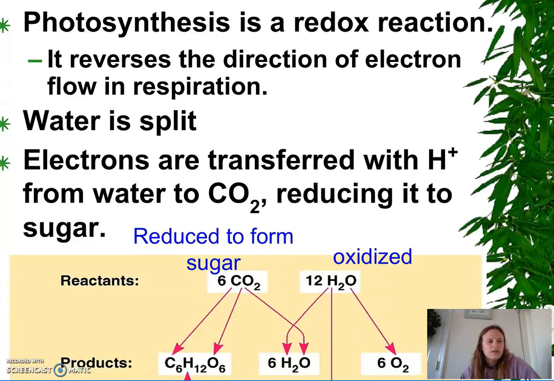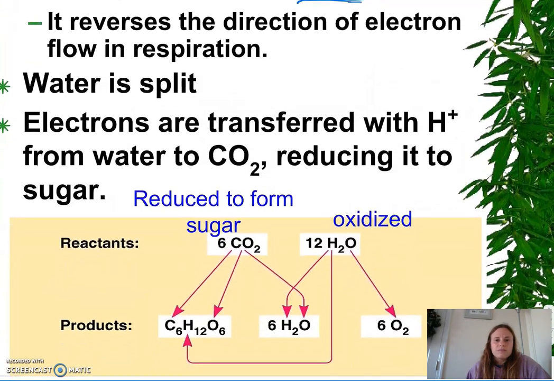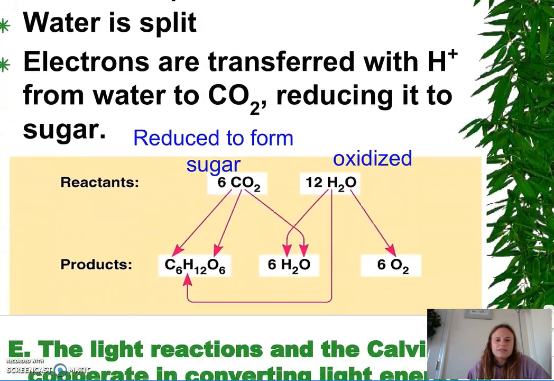Today I want to give you a look at the overall reaction of photosynthesis as well as explore some essential pigments that are used during that process. So photosynthesis, just like cellular respiration, is a redox reaction. So what does it mean to be a redox reaction? Well, something's going to get reduced or something else is going to get oxidized.